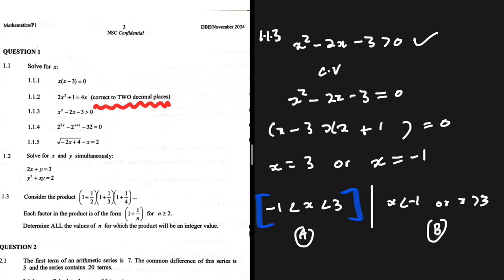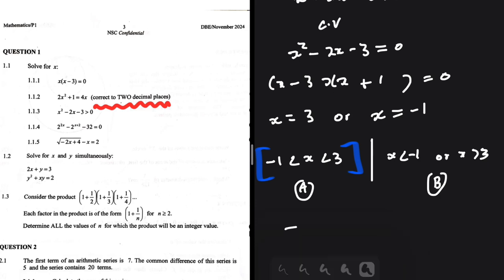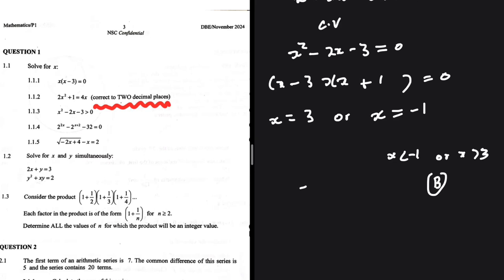0 squared minus 2 multiplied by 0 minus 3. So when you substitute 0, we get minus 3 is greater than 0. Is this true? We know it is not. So it means that this is not the solution. We can get rid of this.